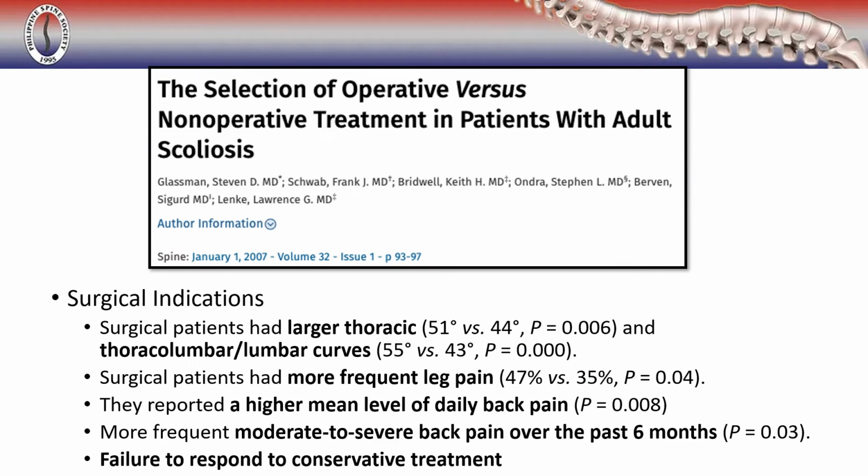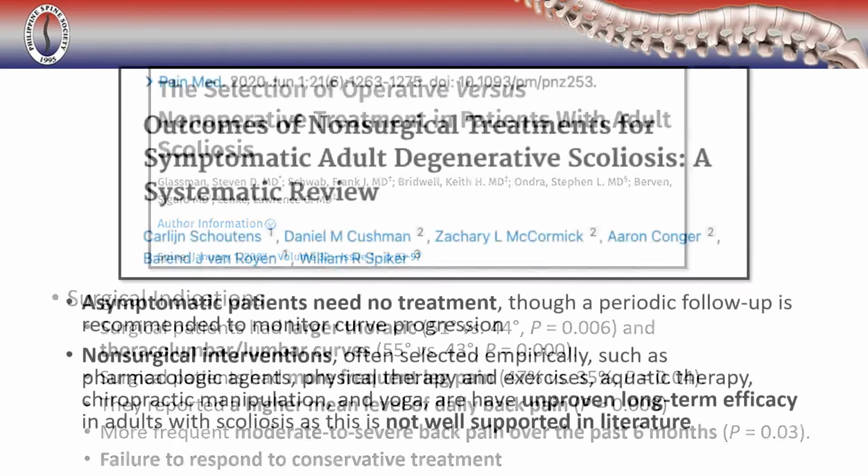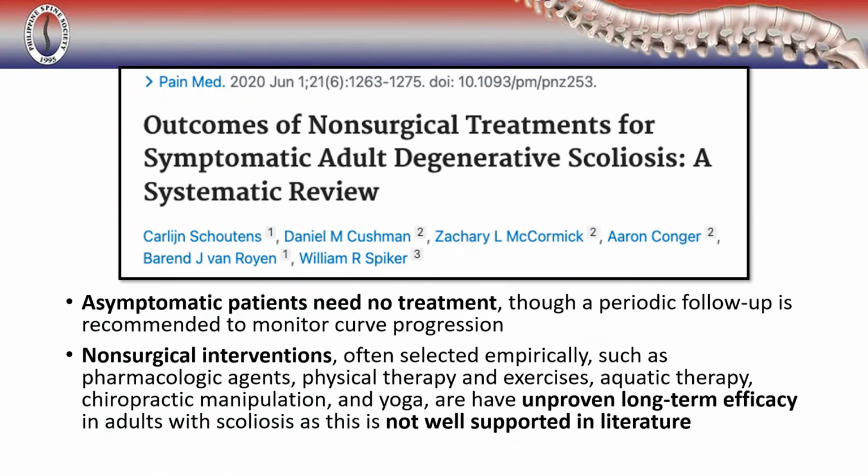If we look at all the studies that look at what are the patients that we should operate on, again, these are the patients with larger curves, with severe back pain and more frequent leg pain, and also those patients who do not respond well to conservative treatment. So let's look at conservative treatment.